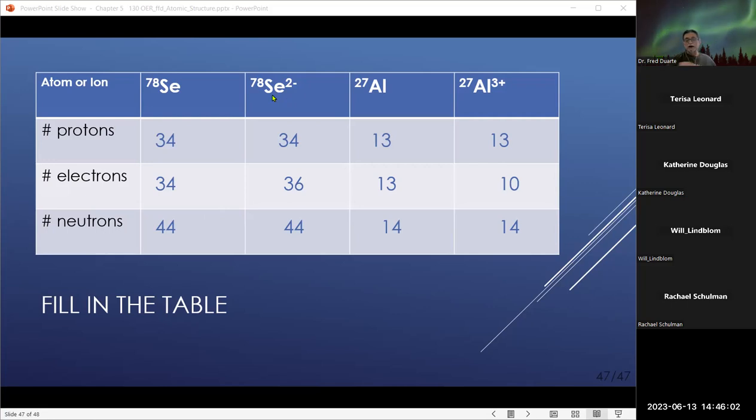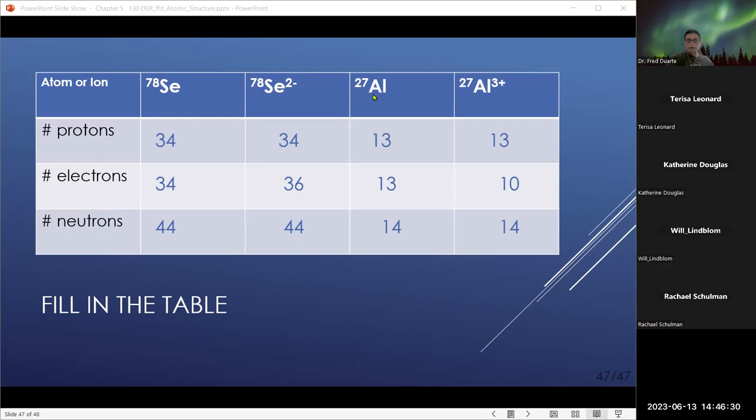This ion is a non-metal. It will pick up 2 electrons. This element's right under sulfur. Okay, it will pick up 2 electrons, become selenide. Okay, same number of protons. Nothing changed there, but it picked up 2 electrons. So it went from 34 to 36. And the same number of neutrons. We didn't lose any neutrons, nothing at all. We're still dealing with Se78.